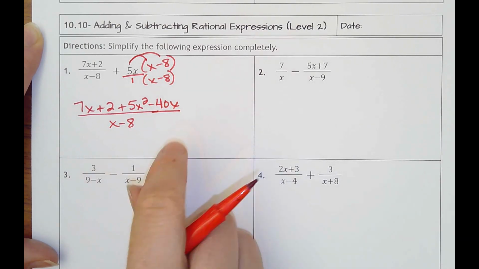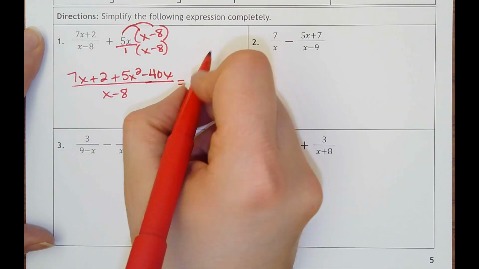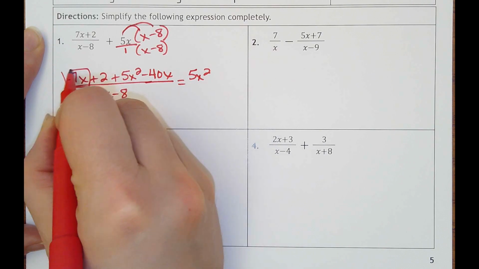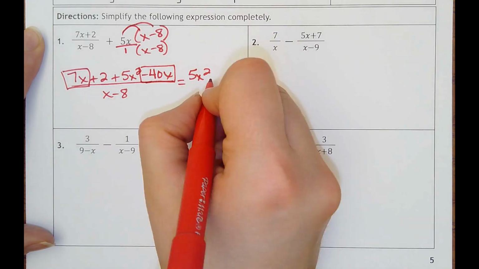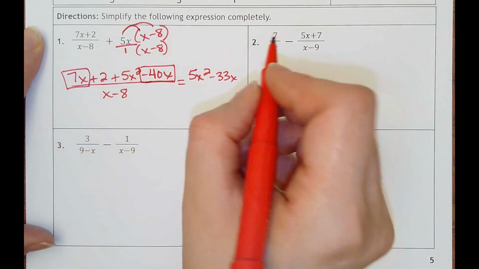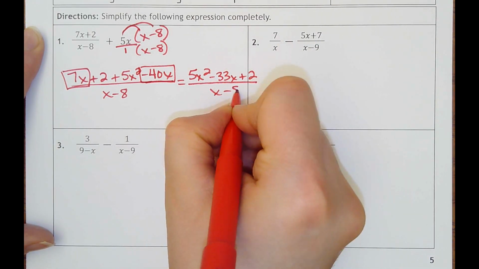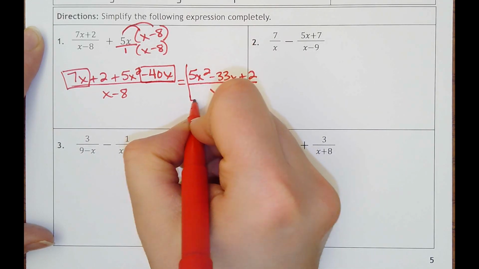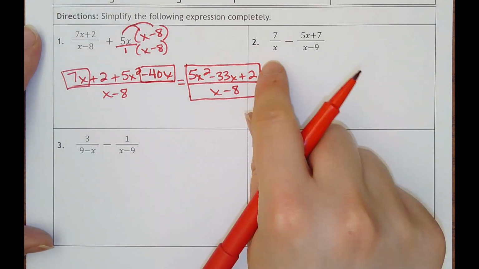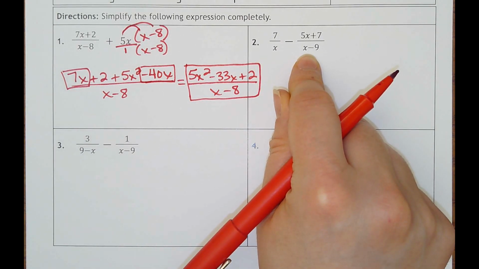I'm going to put this in standard form where I have the biggest term first, so the highest exponent, so that'd be 5x squared. 7x minus 40x would be negative 33x, and then plus 2 over x minus 8. These won't factor. There's nothing else you can do to simplify. That's it.